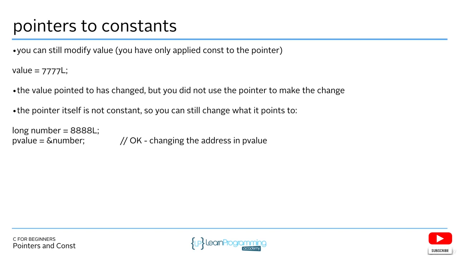If we declare a new variable called number, we can say pvalue equals the address of number. That's perfectly fine because we're changing the address held by the pointer. We're not changing the value of what the pointer was pointing to.